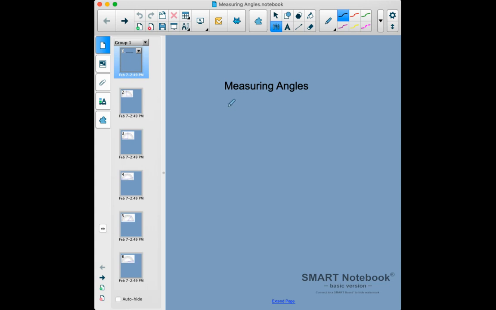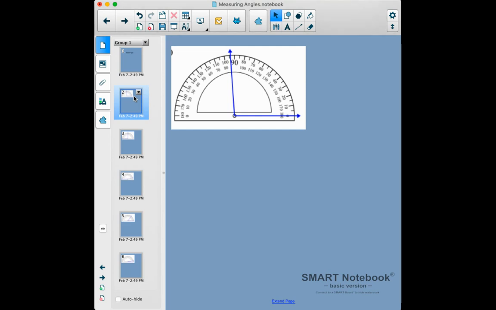Today we're going to be talking about measuring angles. Yesterday we talked about the three types of angles. We know acute angles are tiny and small, right angles make an L, and obtuse angles are angles that are open wide. The tool we use to measure angles is called a protractor. This is what a protractor looks like.